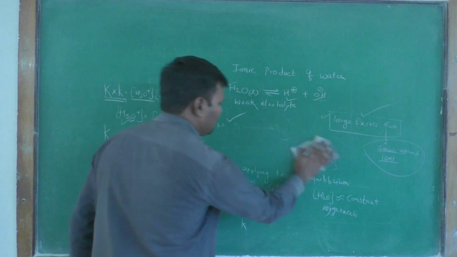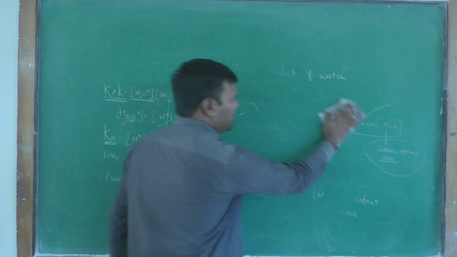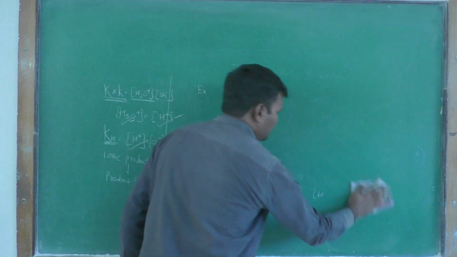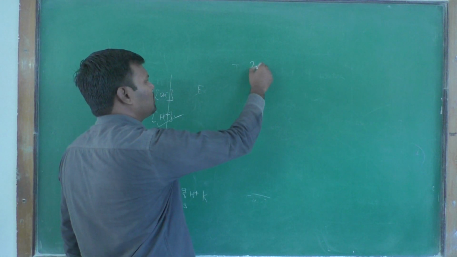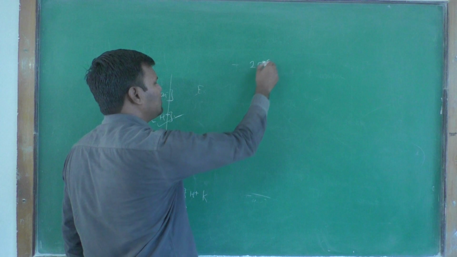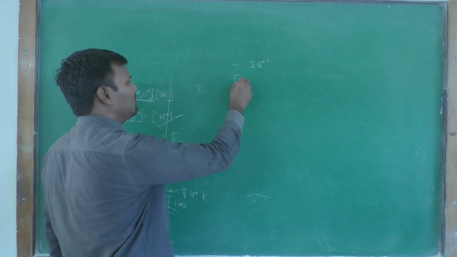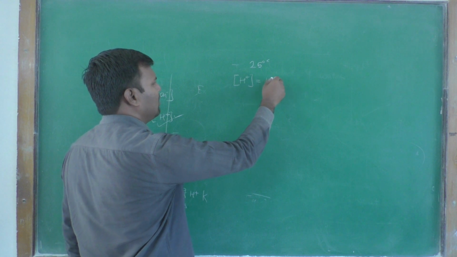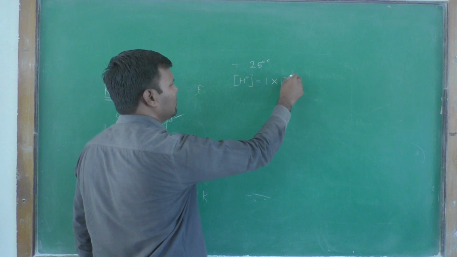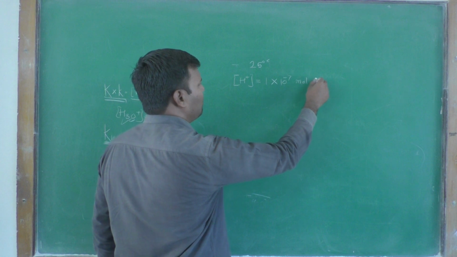Now, the experiment carried out at 25 degrees Celsius found the concentration of H plus ions in water to be 1 times 10 raised to minus 7 mole per liter.